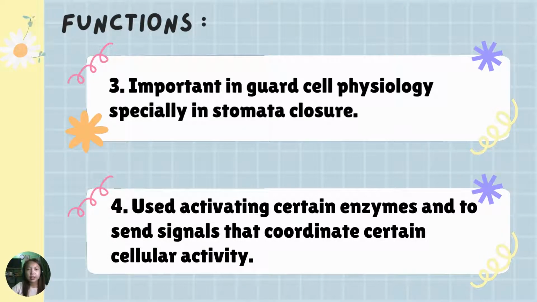Okay, another function is important in guard cell physiology, especially in stomata closure. Calcium is one of the main elements responsible for the closing and opening of the stomata. Stomata was already discussed with us by Ma'am Connie last time. It is one of the major important plant parts for plant growth. Number 4 is activating certain enzymes and sending signals that coordinate certain cellular activity. So it is also responsible for the activities happening within the plant.